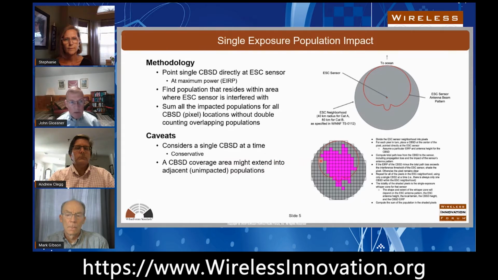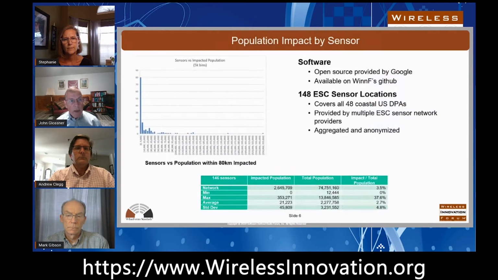And we looked at all of the coastal US DPAs. When we did that, we had software which was donated by Google. It covered actually more than just this method of computing impact, and so the report covers all of that. It's available on the Wireless Innovation Forum's GitHub site. And it included 148 ESC sensor locations from multiple ESC sensor network providers. They were aggregated and anonymized, and that covered the whole contiguous 48 DPAs.